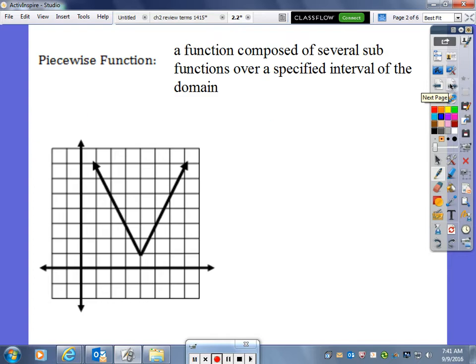So what is a piecewise function? A piecewise function is a function composed of several subfunctions over a specified interval of the domain.